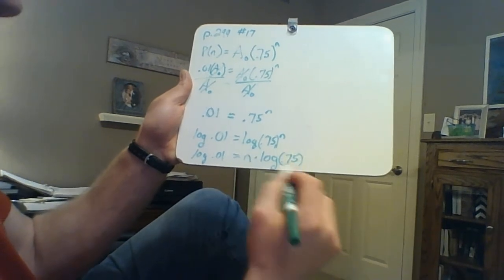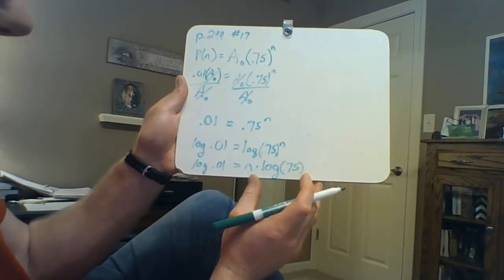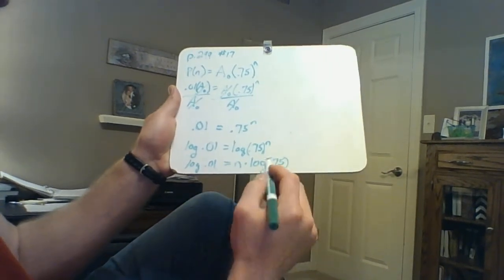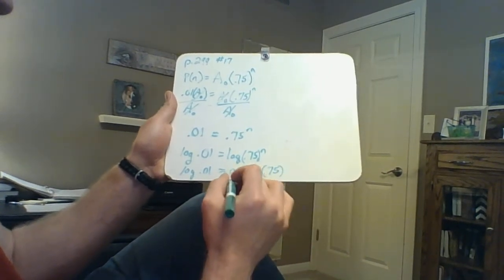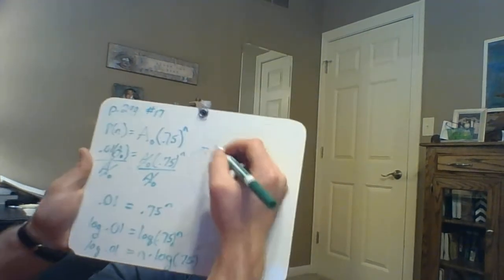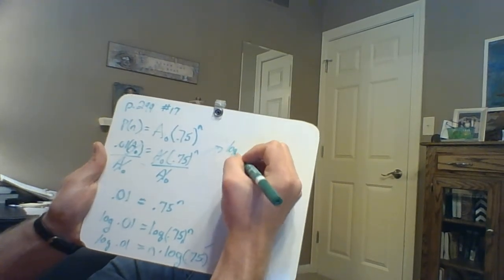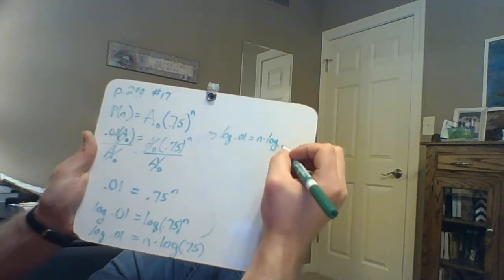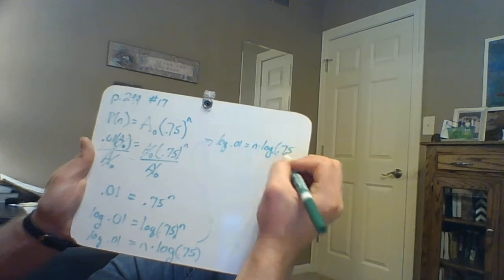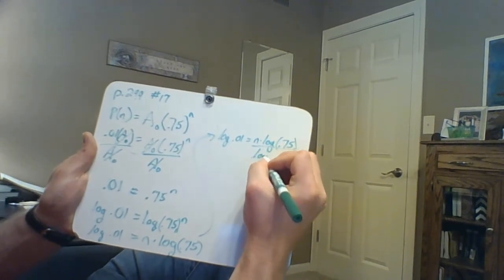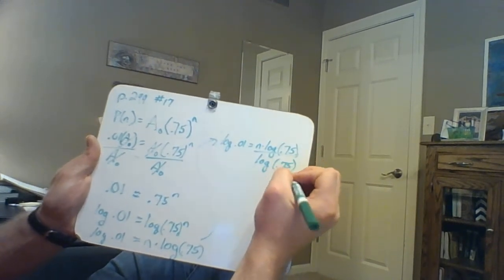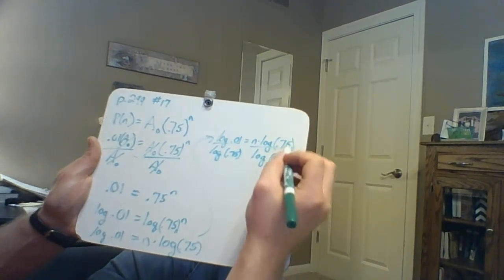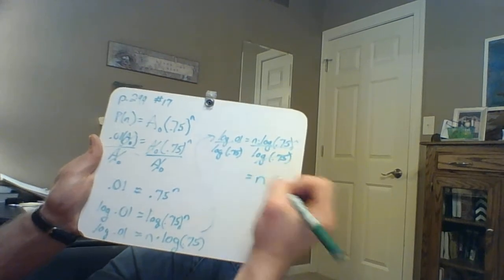And notice that makes our lives easier now. The log of 0.75 is just a number. Don't forget what we learned last standard. That's just a number, it's an exponent, remember. So we had log 0.01 equals n times log 0.75. I'm going to divide both sides by that log of 0.75. Those go away there, leaving you with n on this side.